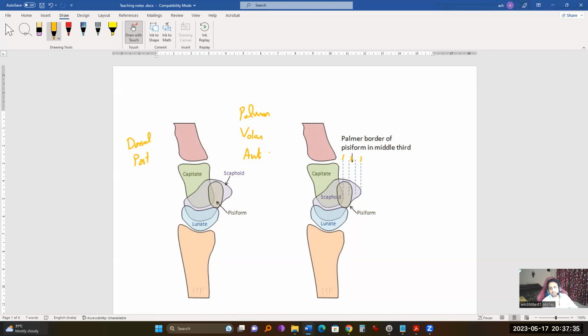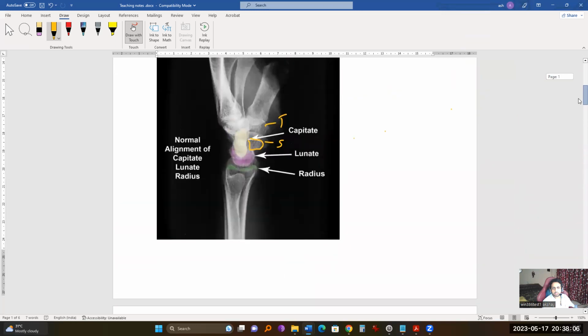So this palmar cortex of the pisiform bone will be in the center of the palmar cortex of the scaphoid and the capitate. It should be in the center or the middle third. If it is perfectly aligned, it should be in the center. But being in the middle third is also fine to be called a true lateral. So let's see some examples.